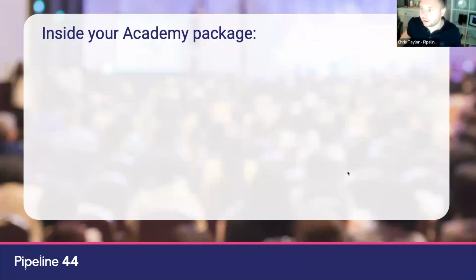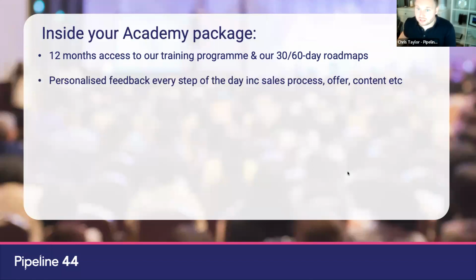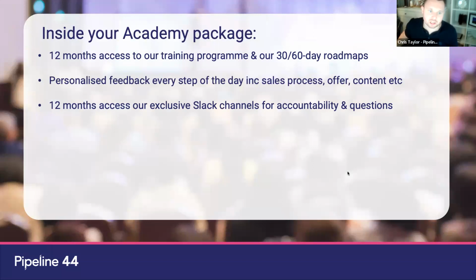So inside of the Academy package, you're going to work with us for 12 months and basically go through the 30 and 60-day roadmaps. You get personalized feedback every step of the way. And it's not just on your LinkedIn work. It's on your sales process, your offers, your content, your profiles, your messaging, your webinars, your emails, all of it. We will review it all and give you feedback.